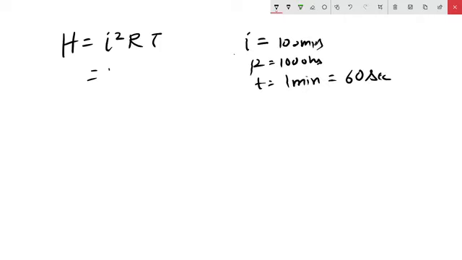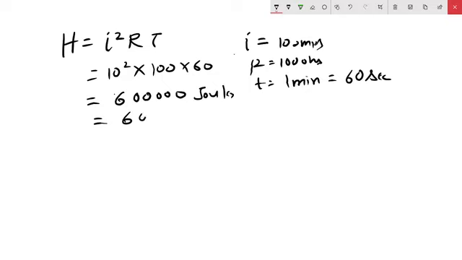Now we will put here 10 square into 100 into 60. So if you solve this one, this will give you around a value of 600,000. So this will be converted to joules. This is in joules. So if you go 600 kilojoules, this will be your answer.